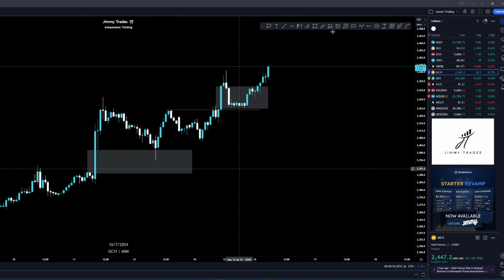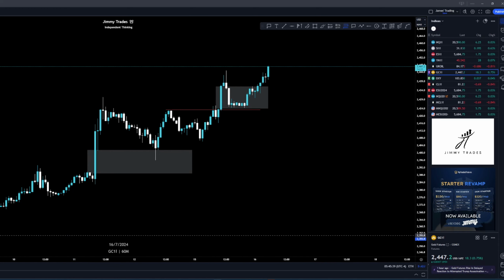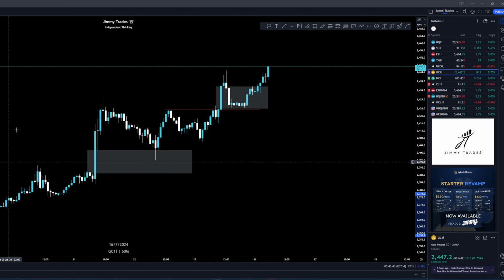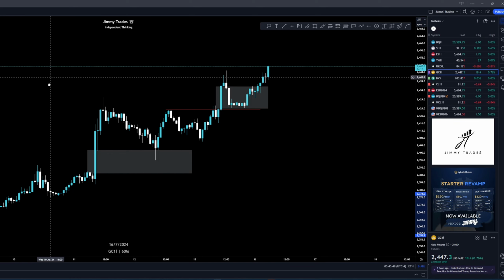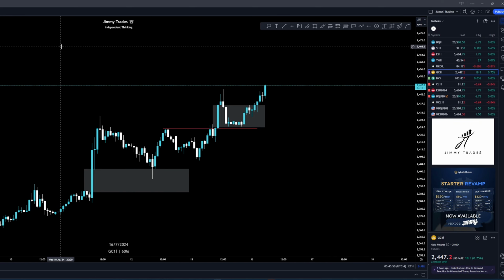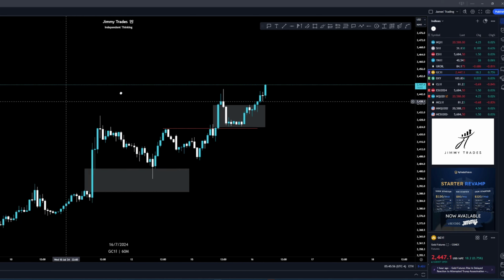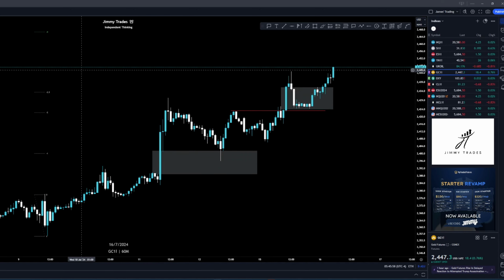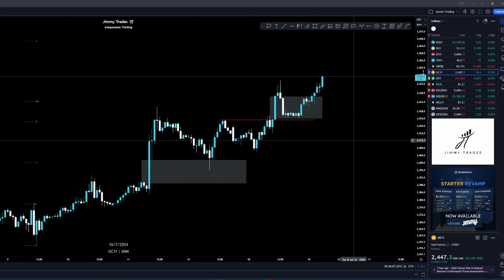If we go back and run our projections out, let's see where price is at. So we've managed to close above the -2 now, so we can anticipate price to expand to the -4. Okay, I like that. I like that a lot. I'm going to remain bullish on gold. We'll see how we go.